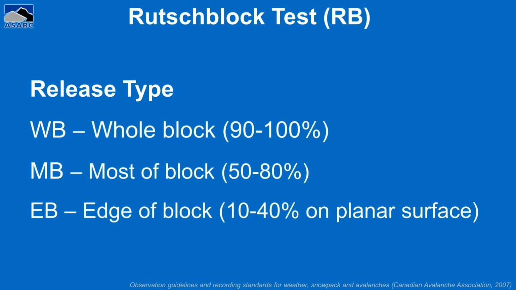A whole block is listed if 90 to 100% of the block releases. Most of block is recorded if 50 to 80% of the block releases. Finally, edge of block is recorded if 10 to 40% of the block releases on a planar surface.